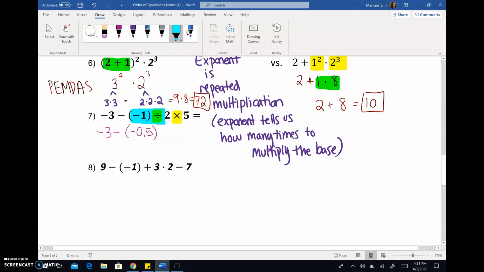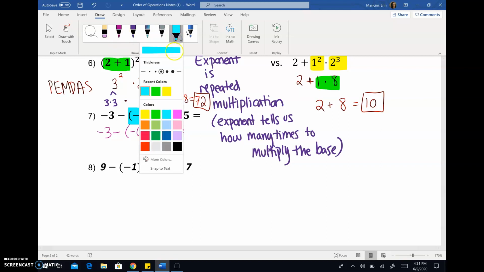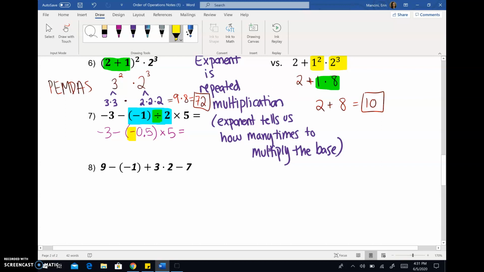So this is what we do first because it's division, and we're moving left to right. I'm going to rewrite the rest of the problem because I'm only doing one step at a time. I just did the blue part first. Next you would again continue to move left to right because we have multiplication, and you'd multiply these two together. So I have -0.5 times 5.